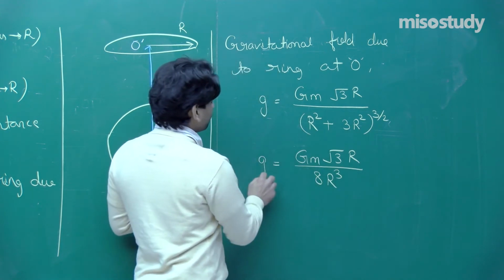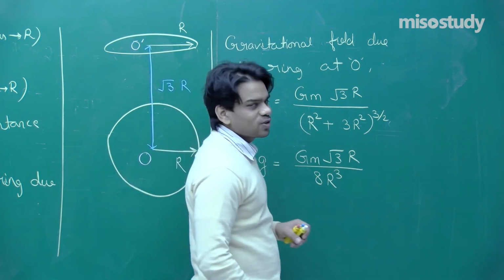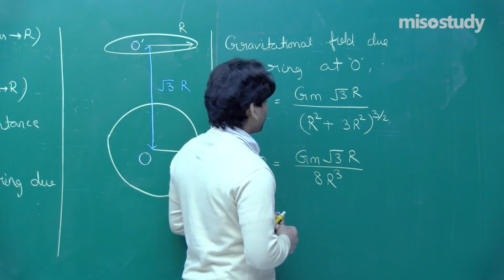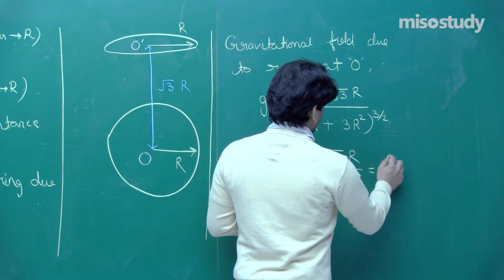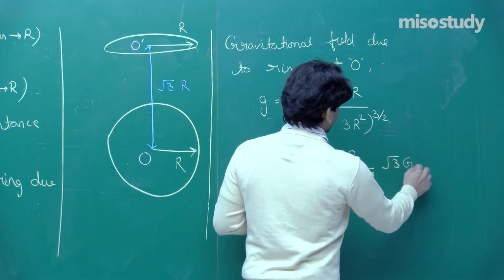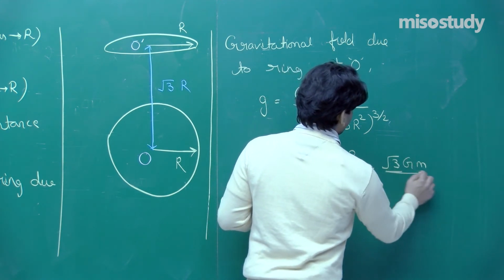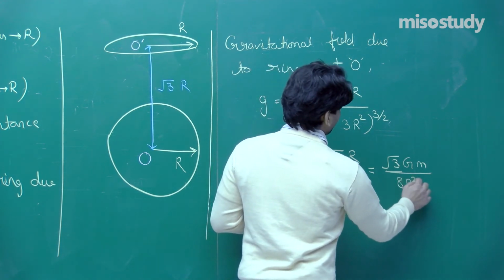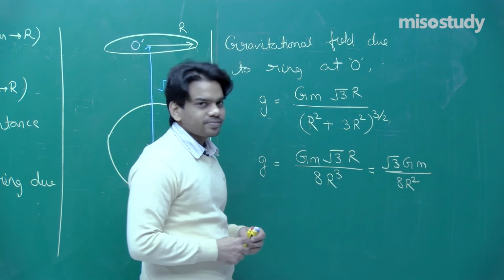This is the value of the field due to the ring at the center of the sphere that we have taken as O. The 1/r will be cancelled out, so we will be obtaining root 3 GM divided by 8 capital R whole square. This is what we have obtained.